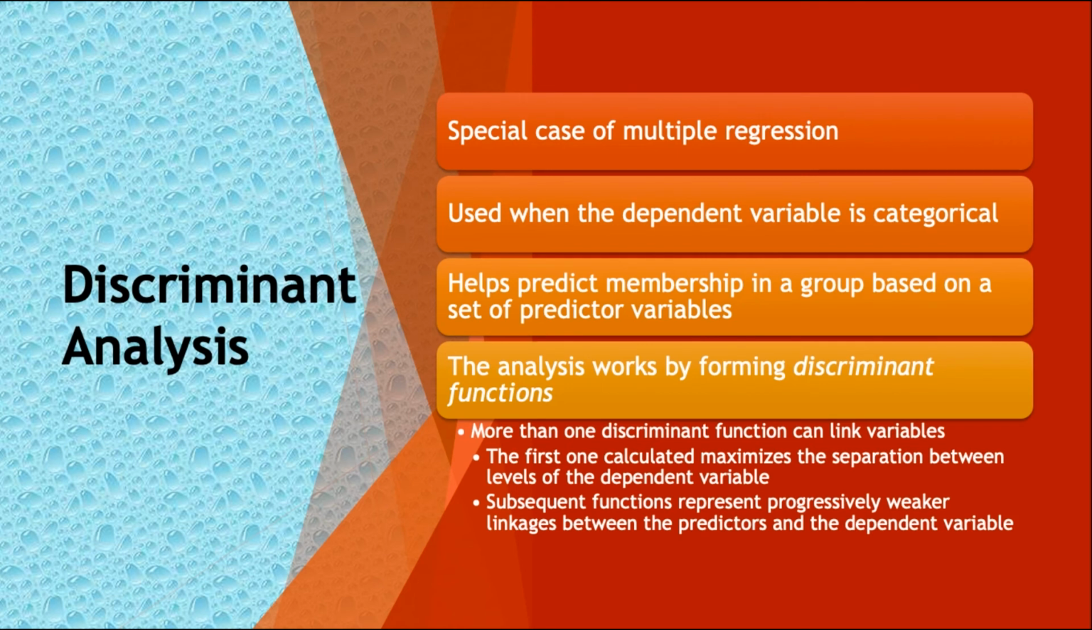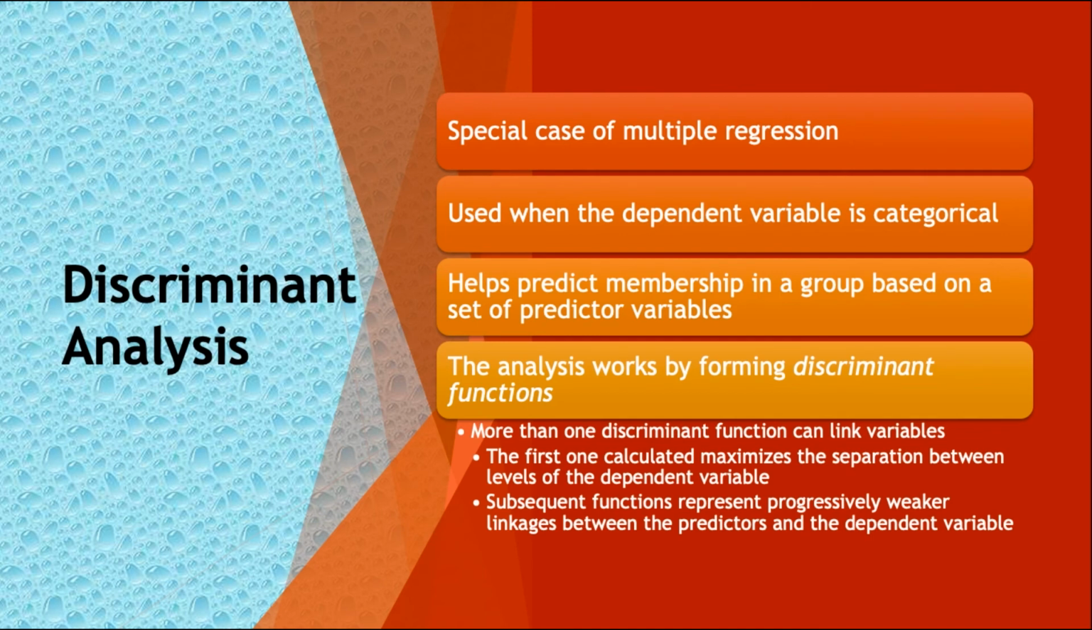This analysis works by forming a discriminant function. So, more than one discriminant function can link your predictors with your dependent variables. However, the number of functions is limited to the number of predictors or to the number of levels of the dependent variable minus one, whichever is smaller. For example, if you had 7 predictors and 3 levels of the dependent variable, the number of possible functions is 3 − 1, which equals 2.